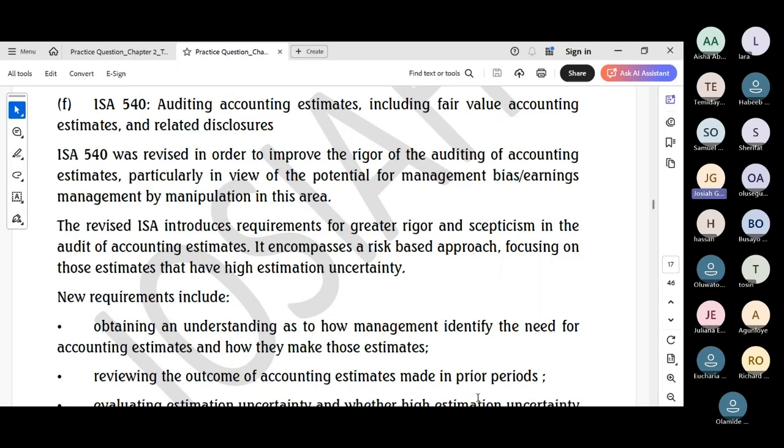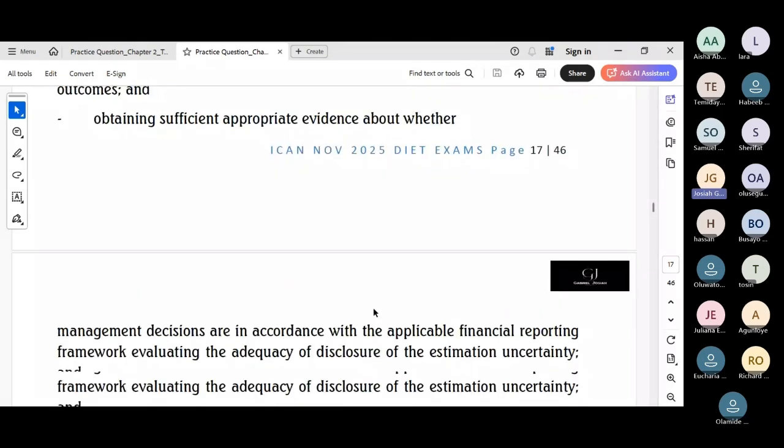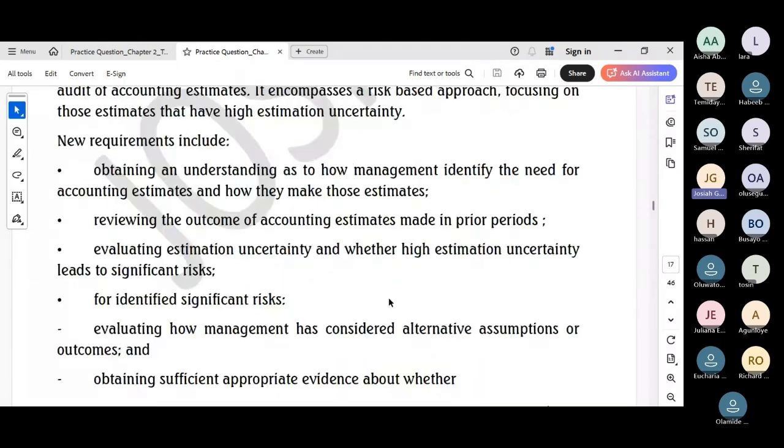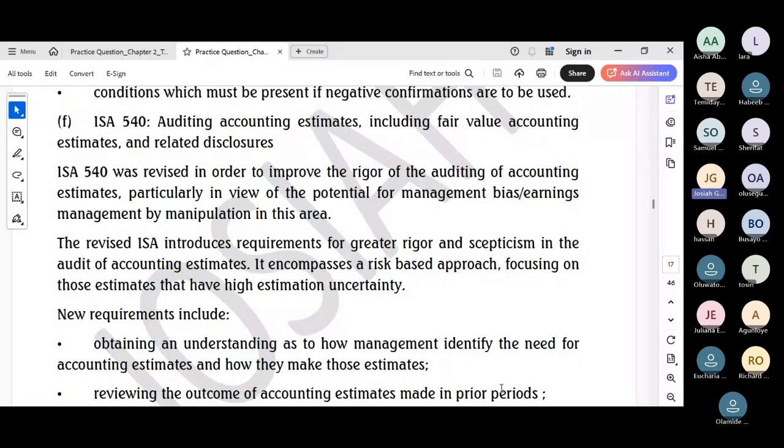Then for significant risks, specific procedures like evaluating management's consideration for alternative assumptions, and also reviewing for management's bias, evaluating the adequacy of disclosures. Then which other one again for these estimates? Though key emphasis is on greater skepticism, a risk-based approach, and identifying potential management bias is what was updated in ISA 540. Then I think finally the related party.